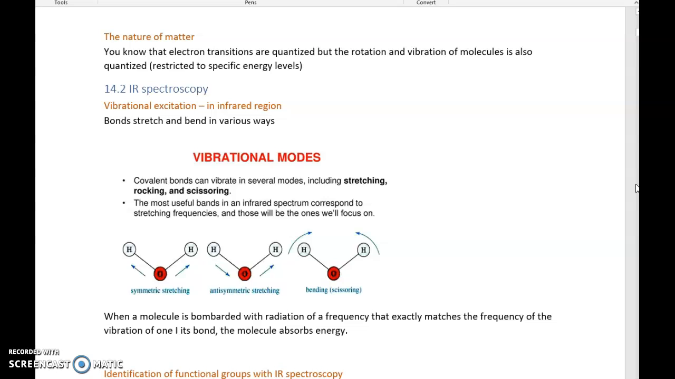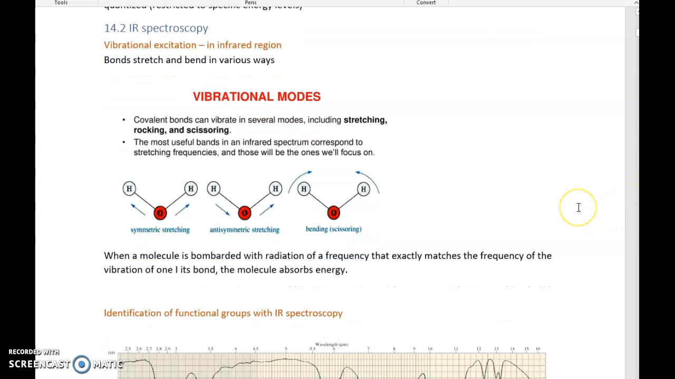You know, of course, that the electron transitions are quantized, but the rotation and vibration of molecules is also quantized, restricted to certain energy levels. And if we hit a molecule with just the right amount of energy, it will cause it to vibrate, and it will absorb that energy. So molecules can stretch in various ways. So we have here several modes of stretching.